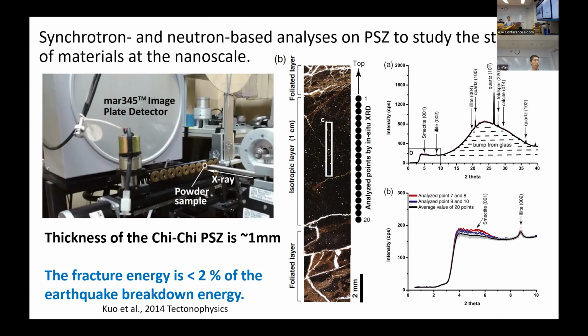So we suggest that the glass or devitrification or smectite-type enrichment is localized in a specific interval. This interval is suggested as the thickness of the principal slip zone. In that case, the thickness of the principal slip zone will be relevant to the estimation of fracture energy. So we confine the fracture energy to 2% of the earthquake breakdown work energy for this case.